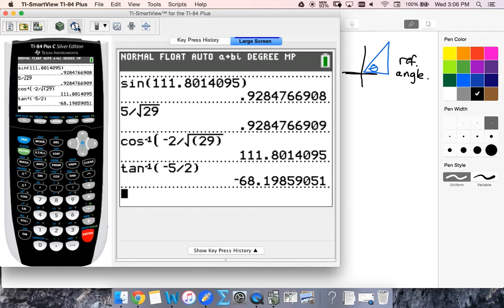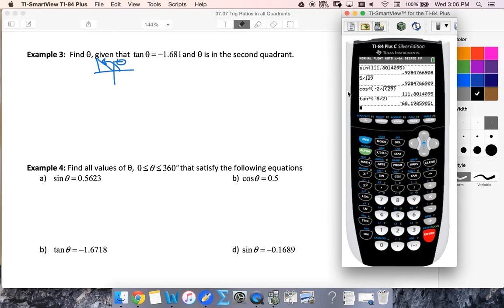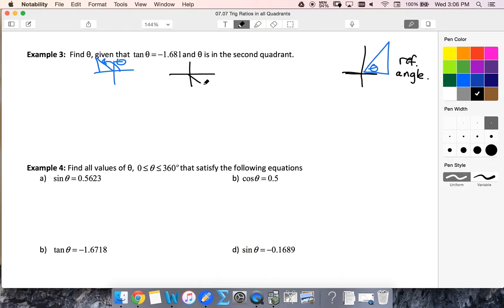In my calculator, let me get rid of this, let's clear all this out, I could type in tan inverse of the negative 1.681. I get negative 59.25. So that negative 59.25 would be here. That could also be thought of as a reference angle. The 59.25 would be this measure here. So this one's going to be 180 minus 59.25.